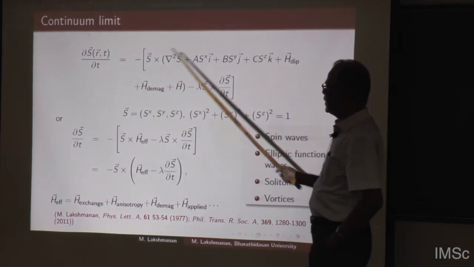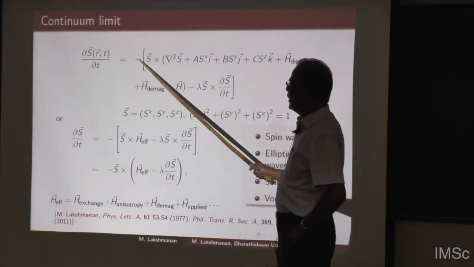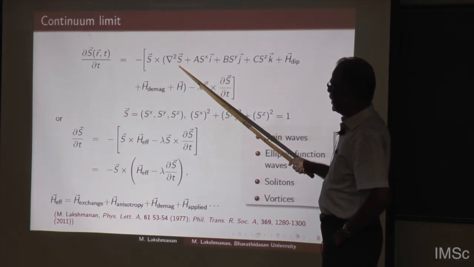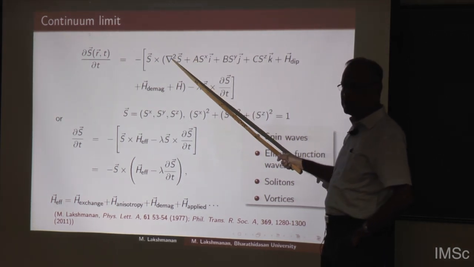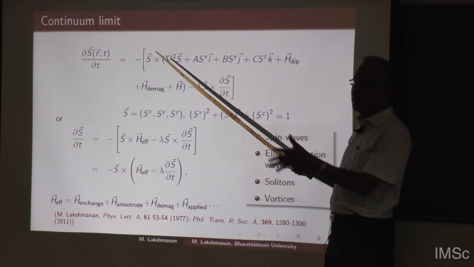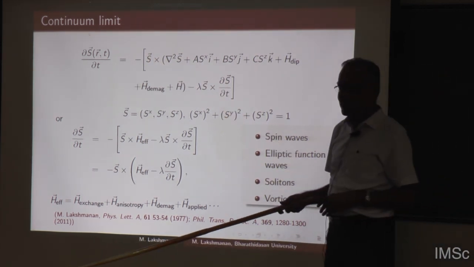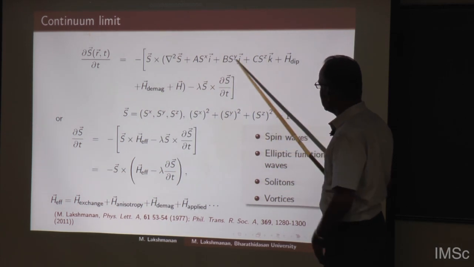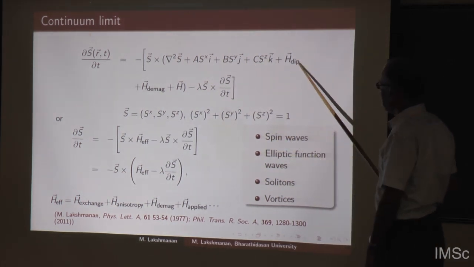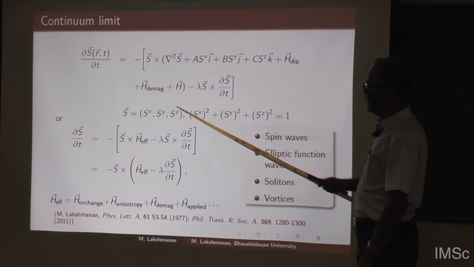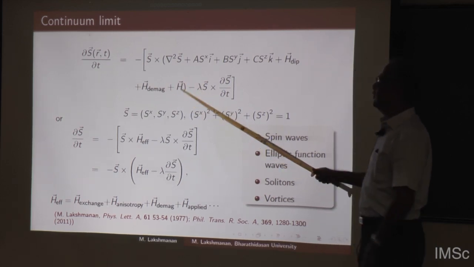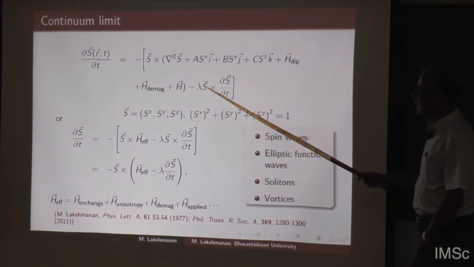So you have the partial differential equation ∂S/∂t = S × ∇²S. This comes from S_{i+1} + S_{i-1}, when you introduce the lattice parameter and expand in the lattice parameter in terms of Taylor expansion. So these are the anisotropic term, dipole term, demagnetizing term, external magnetic field, and then the damping term.